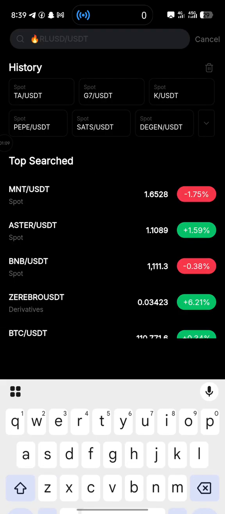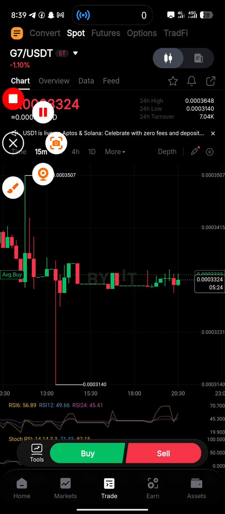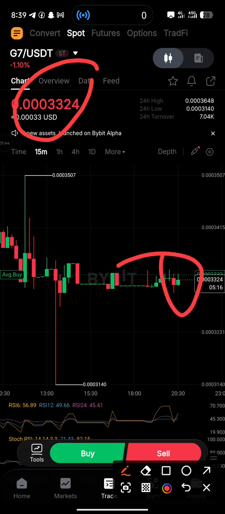So right now I'm going to make a choice. I'll make a choice with this G7 against USDT. Okay, you can see the G7 against USDT over there. So currently the price of this G7 is 0.303324, right here. Okay, right here. So this is the price we're going to purchase.